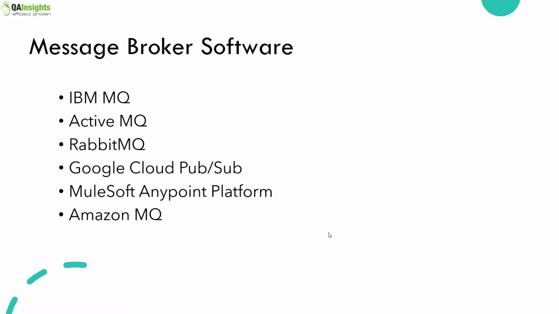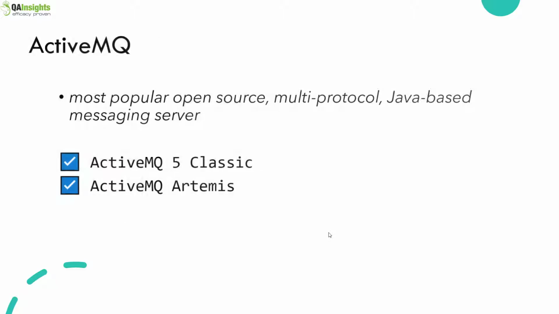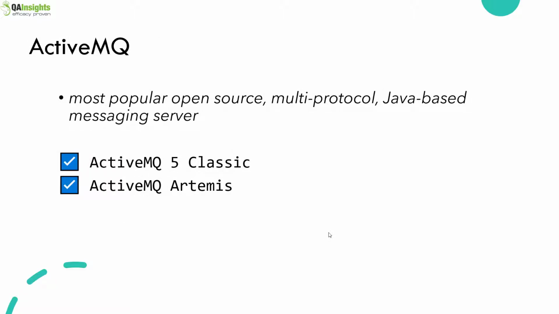There are a lot of tools available in the market to facilitate this API. Commonly and popularly known tools are IBM MQ, ActiveMQ, RabbitMQ, and Google and Amazon also have their own MQ software, and MuleSoft has the Anypoint platform. In today's demo, we are going to see how you can test your ActiveMQ broker by creating a pub/sub and point-to-point sampler in JMeter.